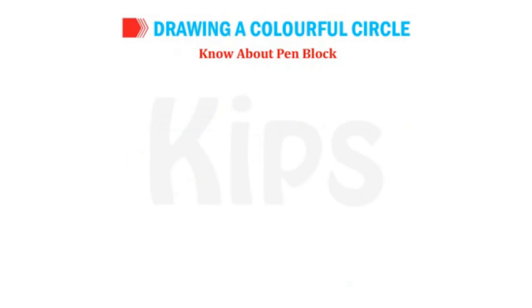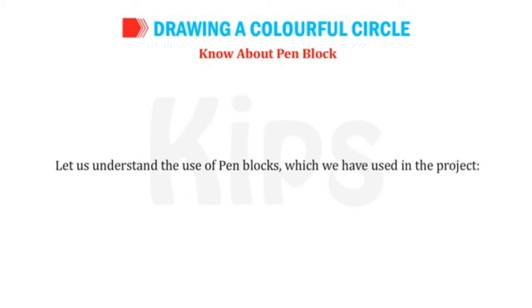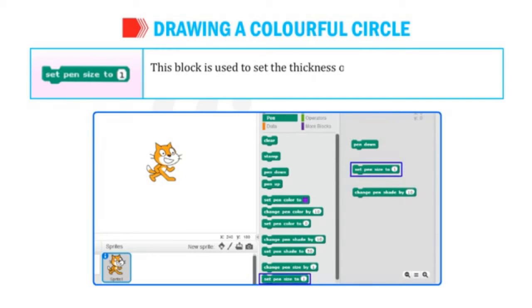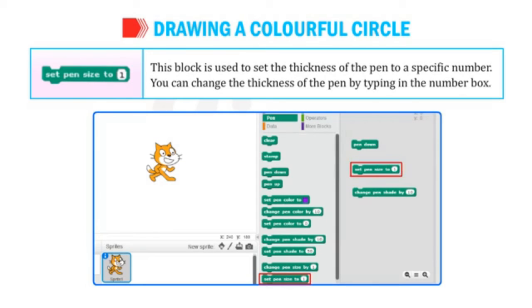Let's learn about pen block. Let us understand the use of pen blocks which we have used in the project. Pen down. This block draws a line as the sprite moves on the stage. Set pen size to 1. This block is used to set the thickness of the pen to a specific number. You can change the thickness of the pen by typing in the number box.